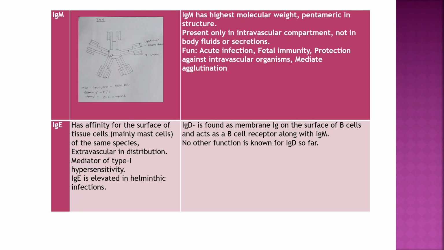IgE: it has affinity for the surface of tissue cells, mainly mast cells of the same species. It is extravascular in distribution and a mediator of type 1 hypersensitivity. IgE is elevated in helminthic infections.